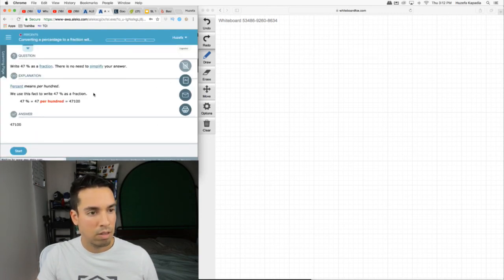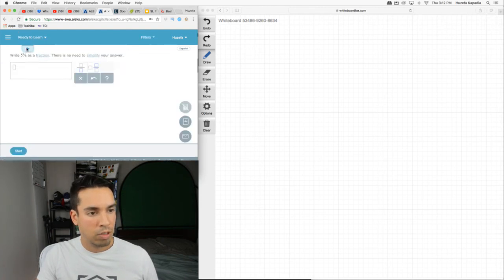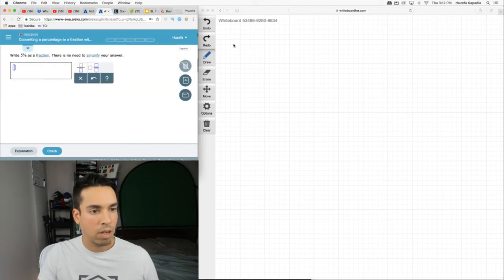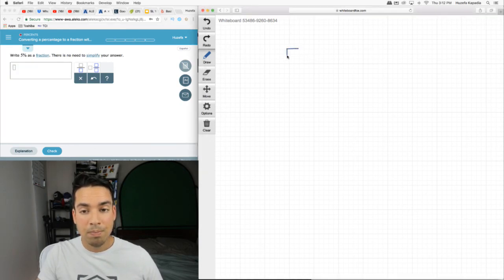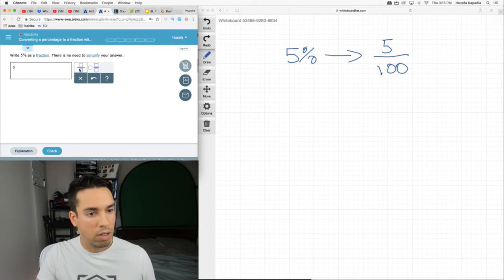Next, converting a fraction to a percent with a denominator of 100. Okay. No need to simplify your answers. This is very important. Remember we said in an earlier topic that 5% is the same as 5 per 100. So to convert it to a fraction, it's literally 5 per 100 or out of 100. So these are pretty straightforward. This is just 5 over 100.